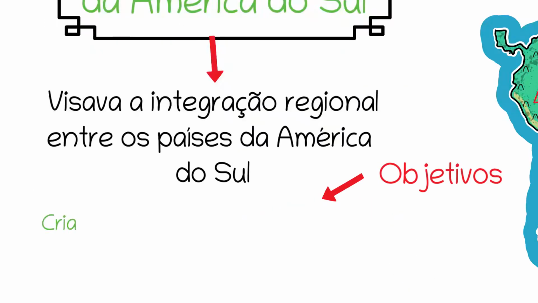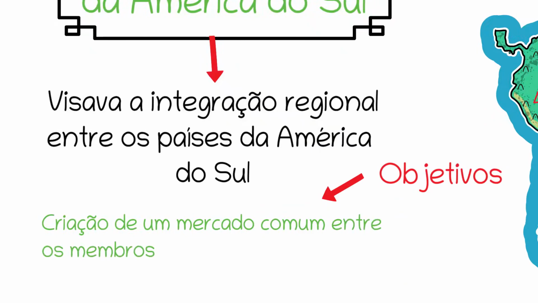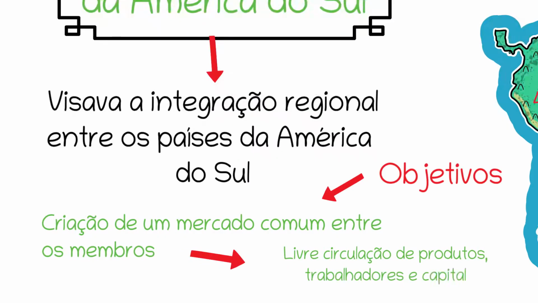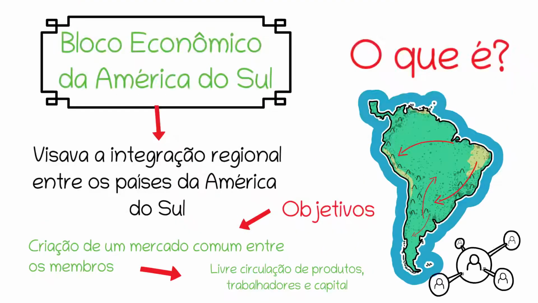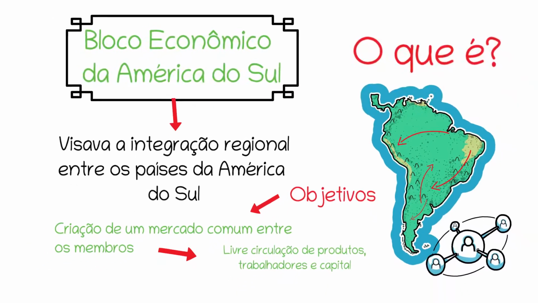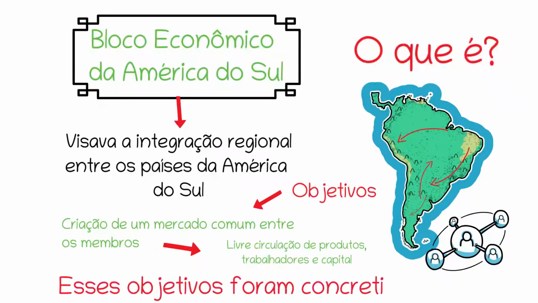Through this regional integration, the main goal of Mercosur was to create a common market among the member countries, which would result in the free movement of goods, workers, and capital, as well as a common external tariff, or CET, for non-member countries. But I'll talk a bit more about the CET in a moment, all right? Before that, you need to understand that everything I've mentioned so far were the objectives of Mercosur. However, not all of them were achieved.